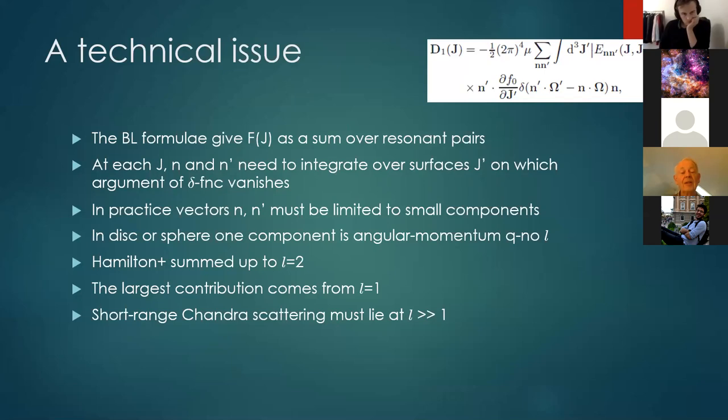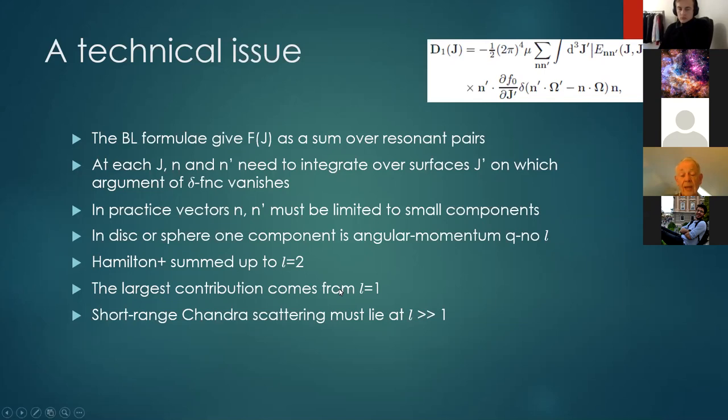And then you have to cycle over n and n prime. For each pair, n and n prime, you have to do an integral over a surface, which in a two-dimensional action space becomes a line. In practice, you have to limit n and n prime to vectors with small components. In a disk or a sphere, in anything that's axisymmetric, one component will be the familiar angular momentum quantum number L, the total angular momentum quantum number from the YLMs. Hamilton summed up to L equals 2, that is to say, he summed L equals 0, L equals 1, and L equals 2. And he found that the dominant contribution came from L equals 1.